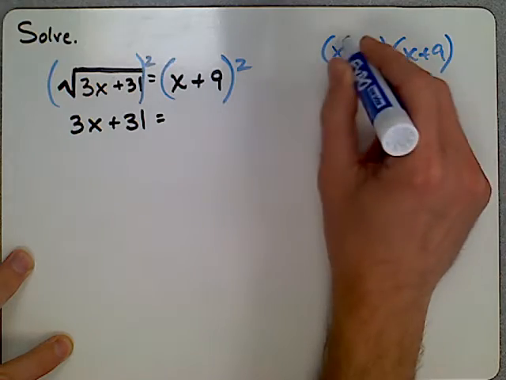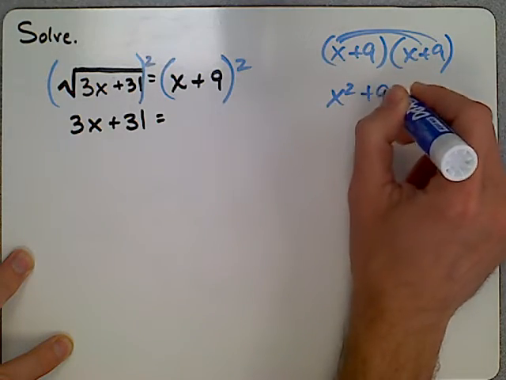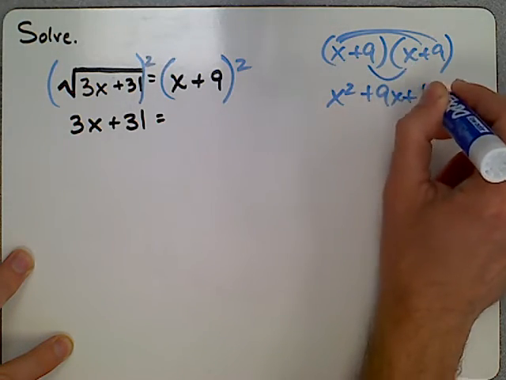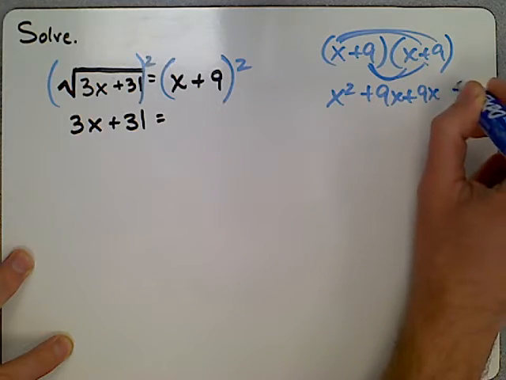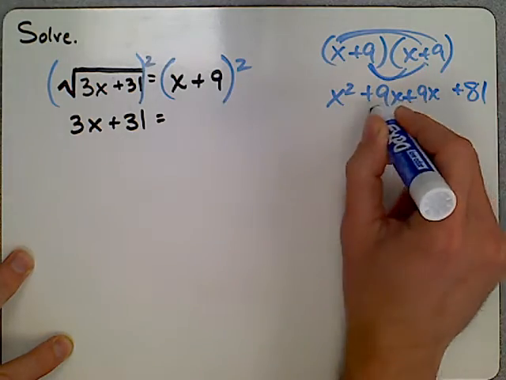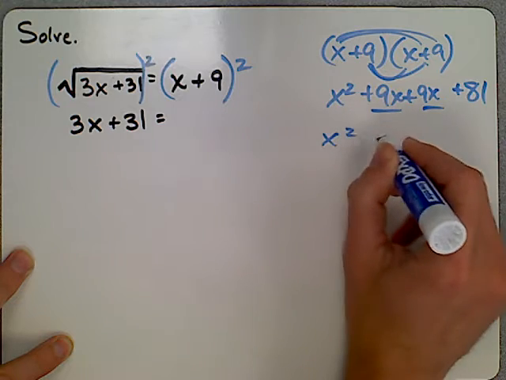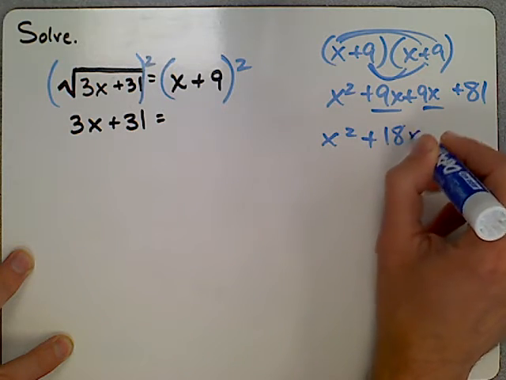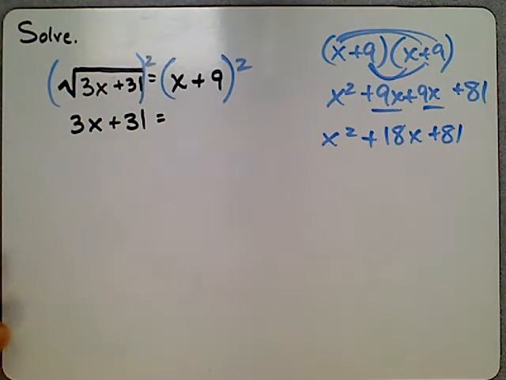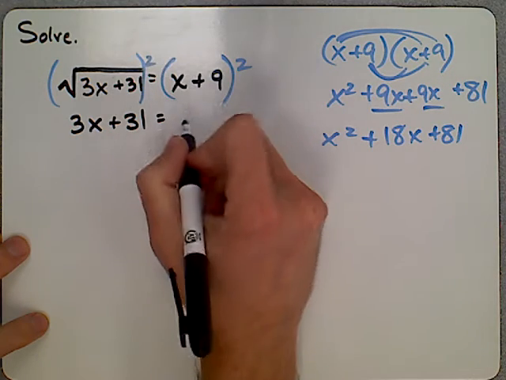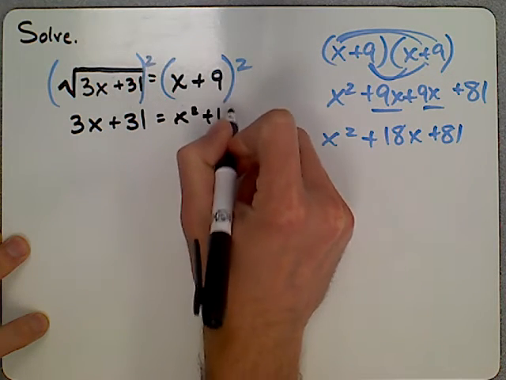That's going to be x squared plus 9x plus another 9x plus 81. We combine the middle terms to get x squared plus 18x plus 81. Carry that over here, x squared plus 18x plus 81.